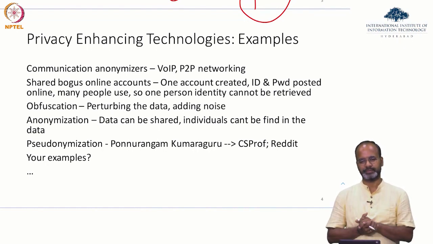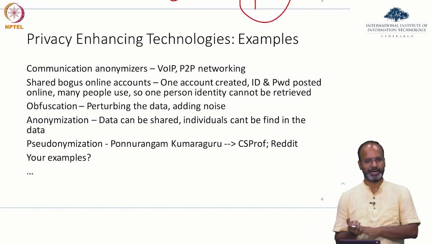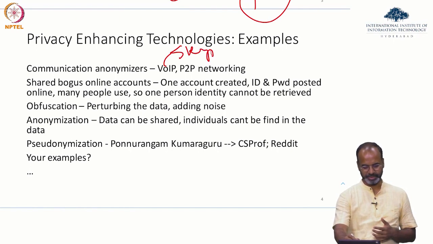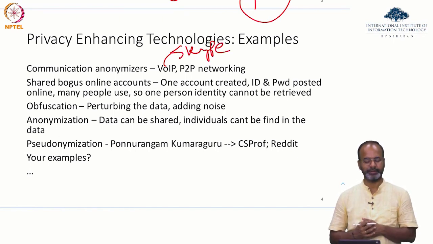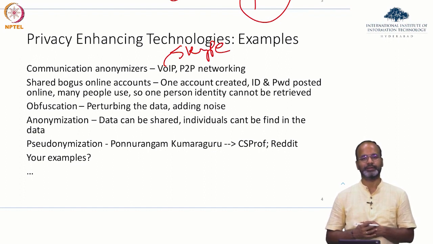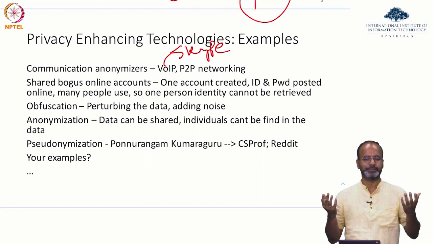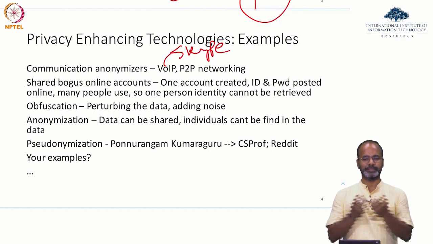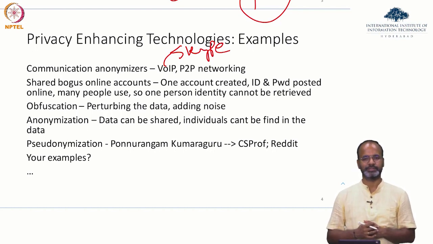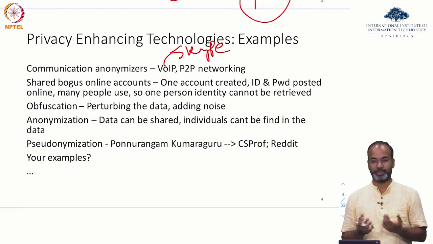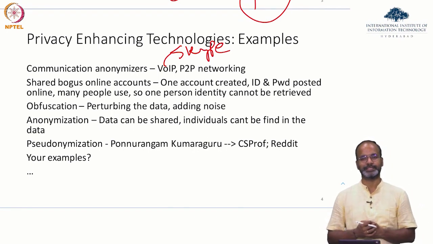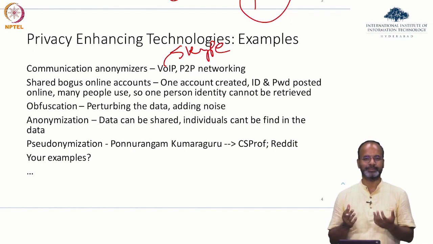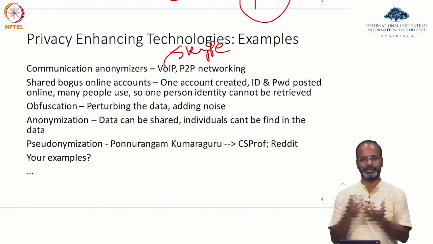Specifically saying that these are privacy enhancing technologies as examples. Communication anonymizers, voice over IP, so you must have used something like Skype, which fits this category, where it's actually hard to find out who is involved in a conversation if we just give you the conversation between two people. Right? Peer-to-peer networking. I'm sure you're using a lot of these things for downloading movies, interacting with people, chatting with people, all of that. These kinds of networks provide you the facility of being anonymous.